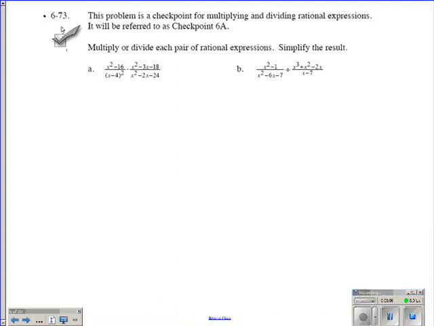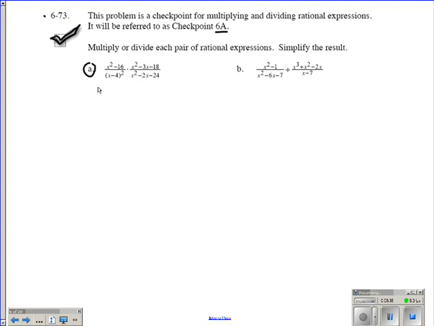Here we go, problem 6-73, checkpoint problem. This should be a good time. Oh yeah. So this problem is a checkpoint for multiplying and dividing rational expressions. It will be referred to as checkpoint 6a. So if you're smart and you think about it, there's definitely going to be one of these on your next test. So letter A, we're looking to multiply these rational expressions.